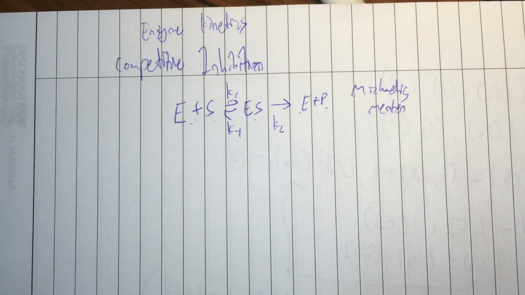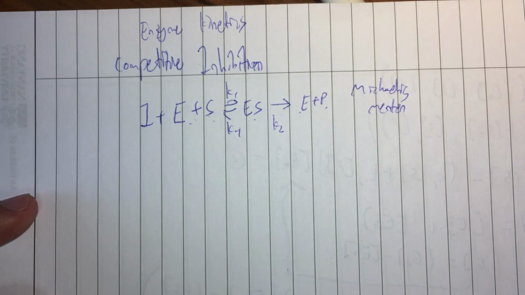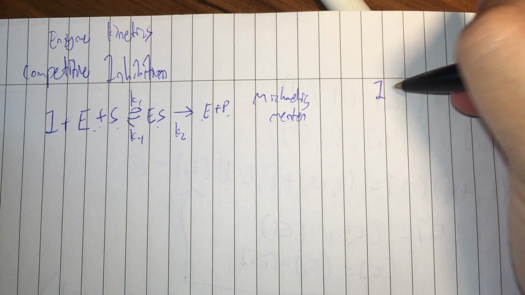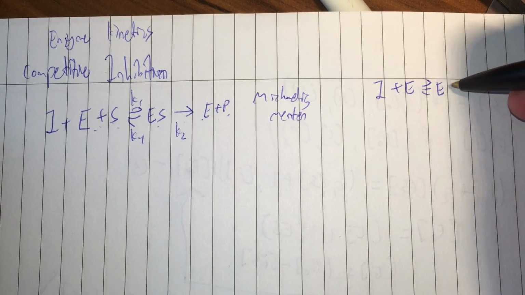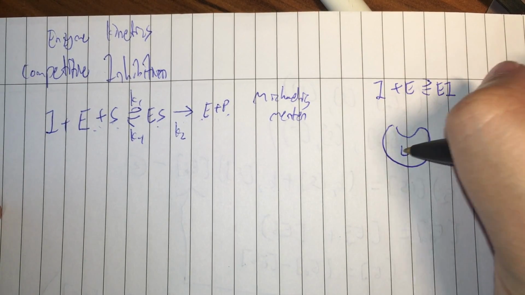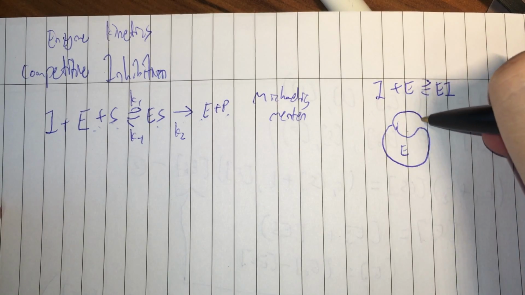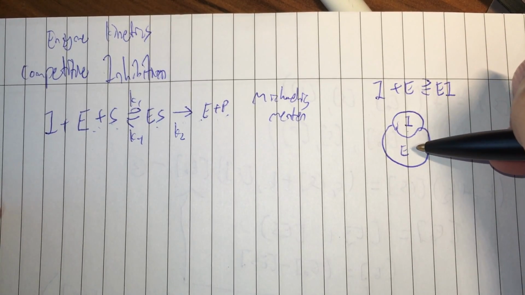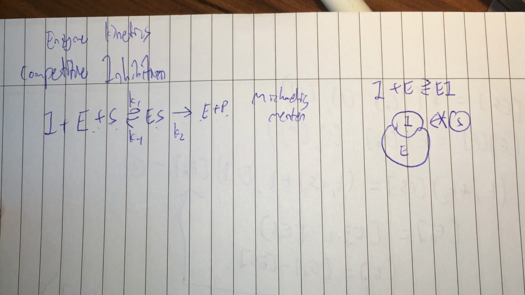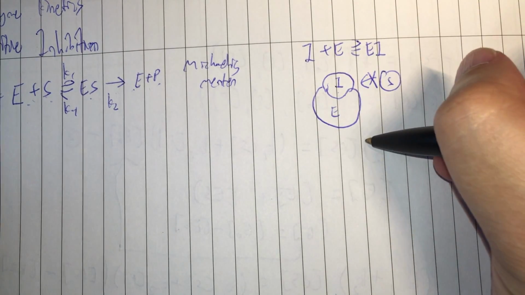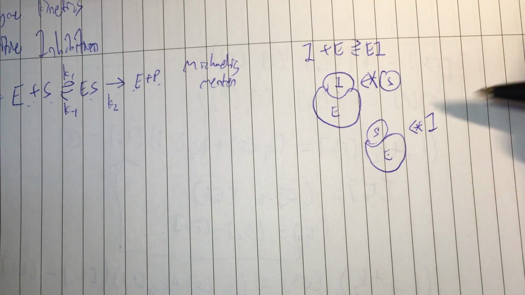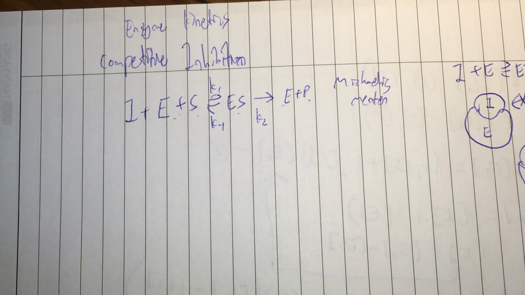Now what happens if we have an inhibitor? An inhibitor, we just call it I. And the inhibitor, what it does, the inhibitor binds competitively to the enzyme. So let's say you have your enzyme here, E, and this is your active site. So the inhibitor will bind to the active site of the enzyme so that the substrate cannot bind to the enzyme. Now likewise, of course, if the substrate is bound to the enzyme, then the inhibitor cannot bind. So this is known as the competitive inhibition scenario.